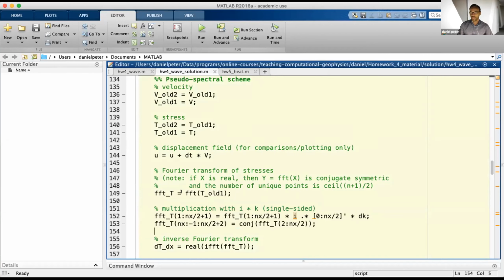So you do an FFT first. You take the derivative in the Fourier domain by multiplying with i times k, basically. And then doing the inverse Fourier transform of the field. That gives you the derivative now. In this case, the derivative of the temperature field T with respect to the position x.